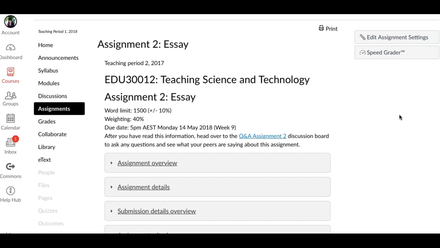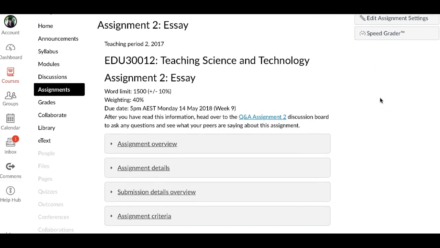So I'm just going to basically go through what's in the portal under assignments. This assignment, the word limit is 1,500 words, pretty tight. It's worth 40%, which is actually quite a lot of the overall weighting for this unit. So you need to really have a good think about this one and get the best mark you can get on it. And it's due 5 p.m. Monday, 14th of May, week 9.